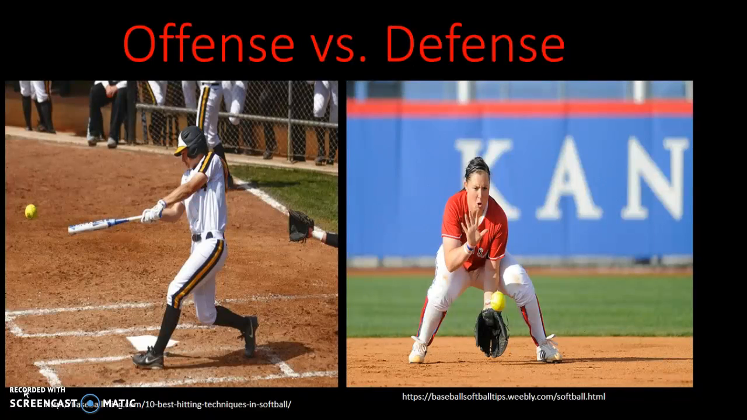Like I said, there is always a home team and away team, but there's also offense versus defense. If you're in offense, it means that you are hitting. If you're on defense, it means you're in the field.